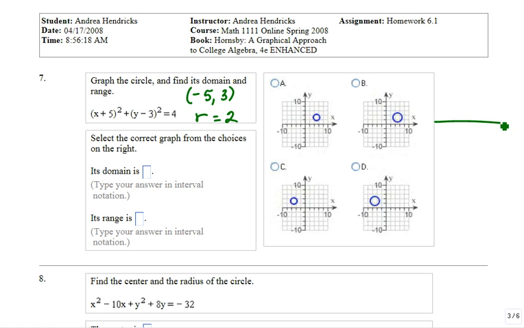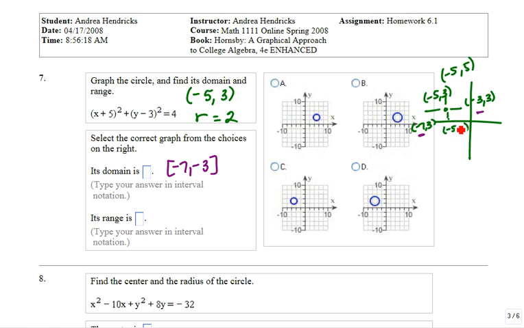So we'll just think about this. If we're at (−5, 3), and we have to move 2 units in all directions, 2 units to the right would take us to (−3, 3). 2 units to the left would take us to (−7, 3). 2 units down would take us to (−5, 1). And 2 units up would take us to (−5, 5). So the domain has to do with the left and right values, which would be from −7 to −3. And the range has to do with the y values, which would be from 1 to 5.